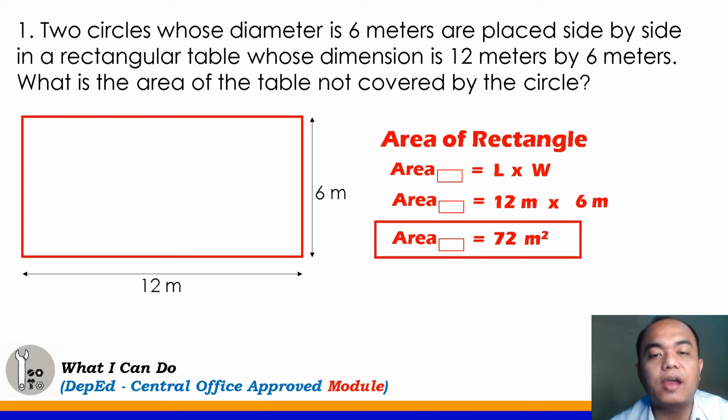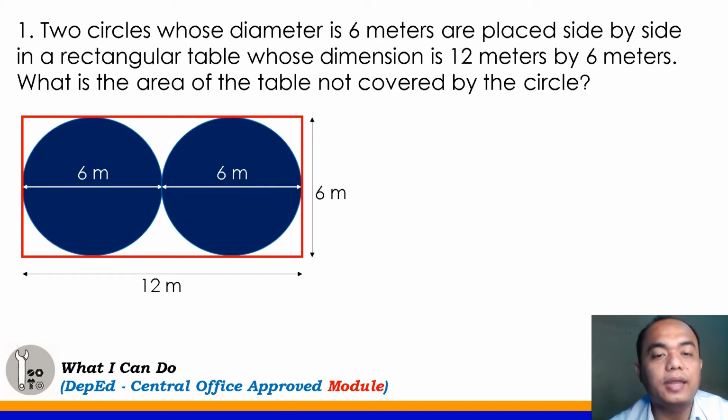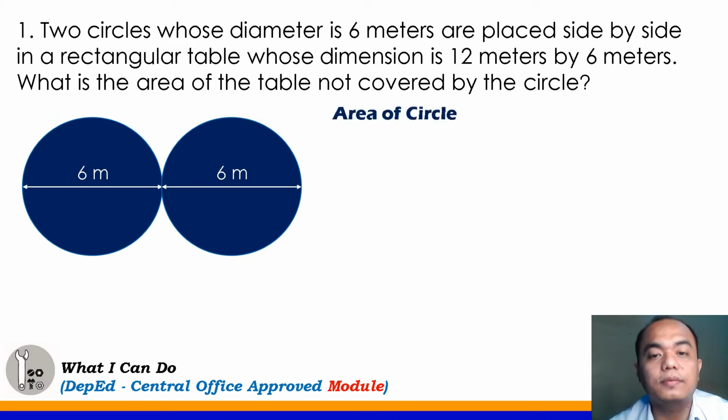So, this is now the area of the rectangle. And then, let's proceed to the area of the two circles here. Okay, so, area of the circle would be pi r squared. Isang circle na muna ating isa-solve class.